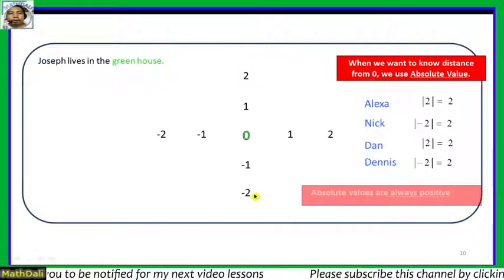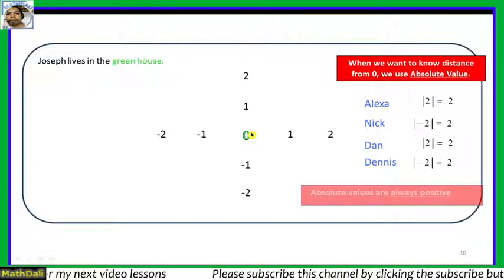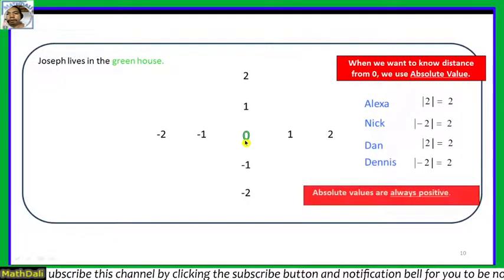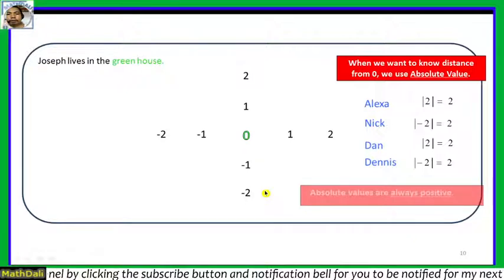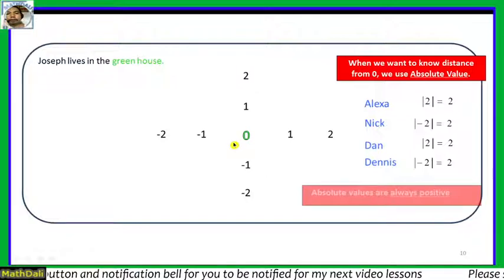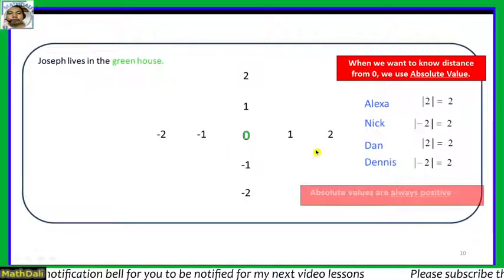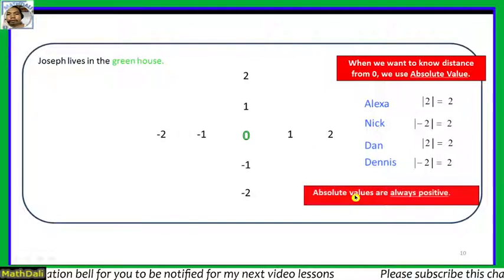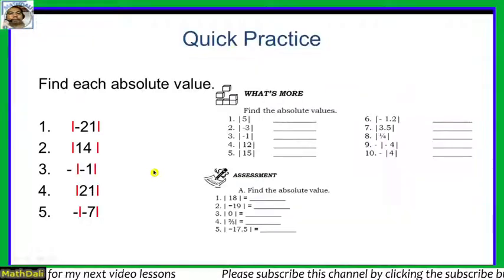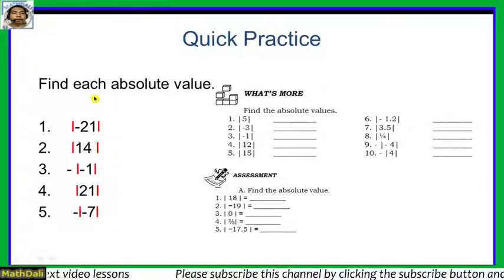Yung layo ni Alexa dun sa bahay ni Joseph, that is 2 units. Even with the house of Dan. How far is the house of Dan from the house of Joseph? That is 2 units. Likewise with Dennis, that is 2 units. And even with the house of Nick, that is 2 units away from the house of Joseph. Ayan. Absolute value are always positive. Next.